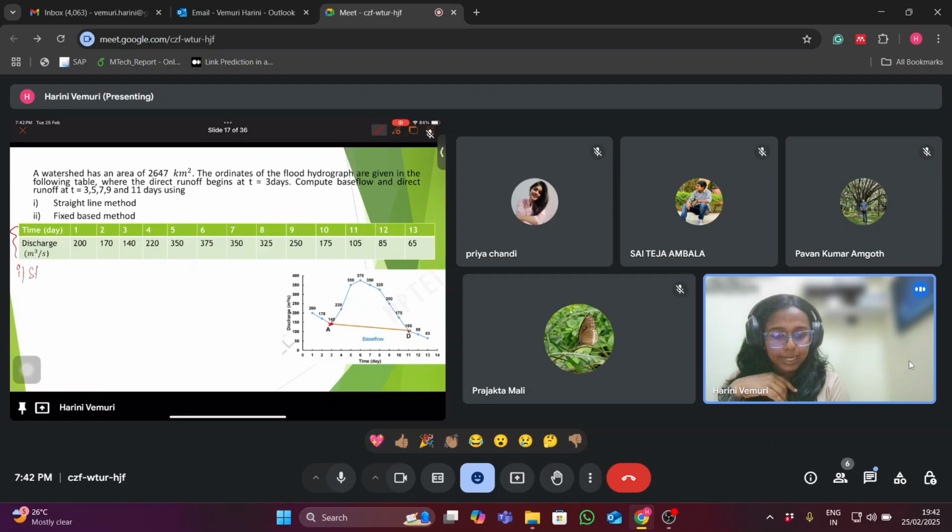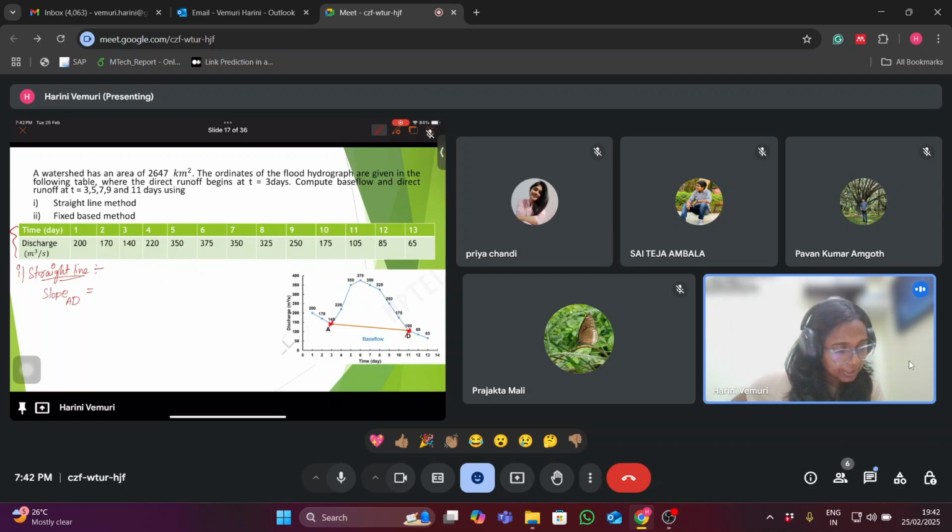In straight line method, what we have discussed is that we will join the start of the rising limb and the end of the recession limb. So here you can see at about point D there is a sharp change in the slope. We consider this as the end of the recession limb and we will first join points A and D and calculate the slope of AD.